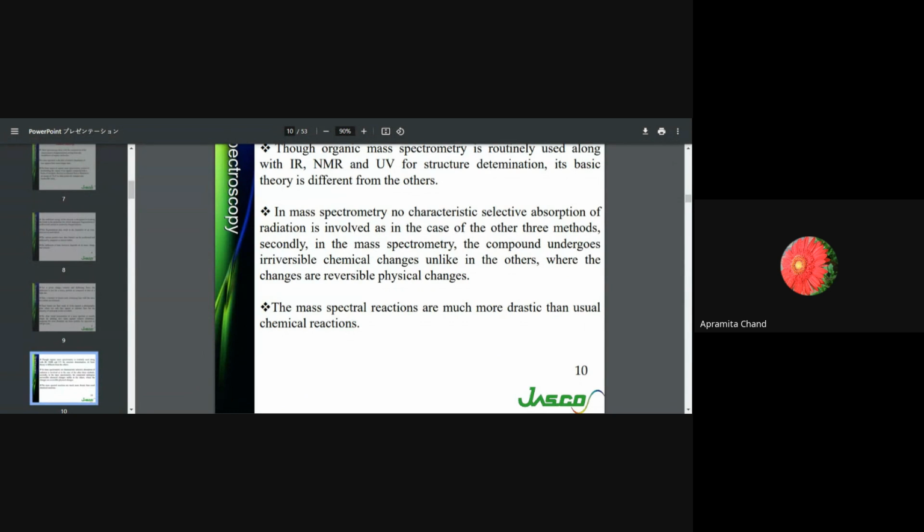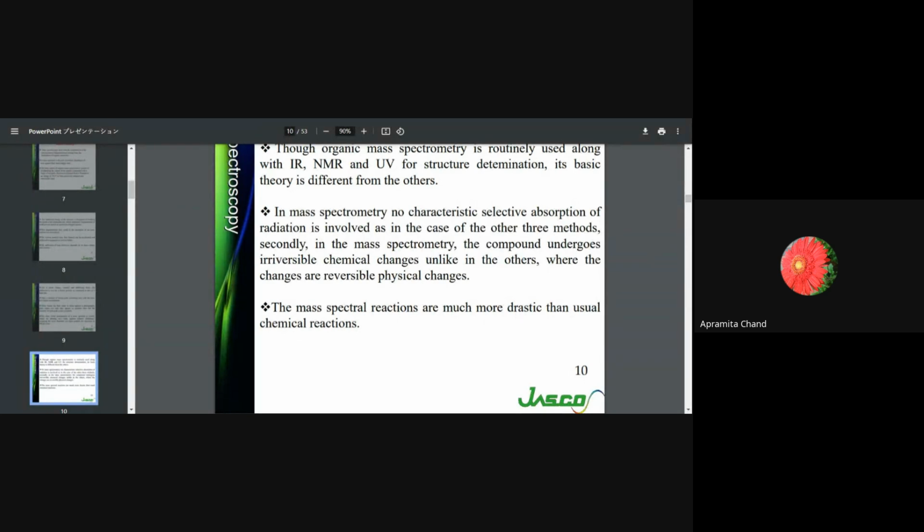As we have said before, what is the difference of mass spectrometer from the usual structure determination methods like IR, NMR and UV? First, there is no absorption of radiation. Second, whatever changes are happening in the molecules in the others, they are physical changes and they are reversible. They are reversible physical changes as they deal with the internal motion of the electrons or the energy levels or some kind of motion within the molecule itself or rearrangement within the molecules, which can be easily reversed once the experiment is over.